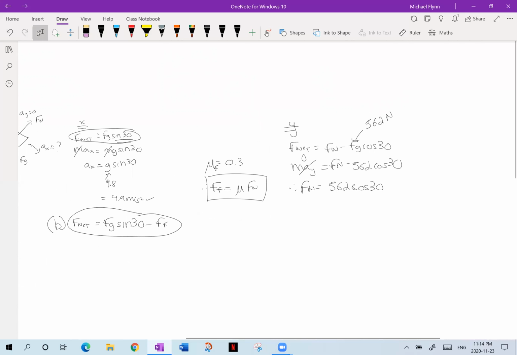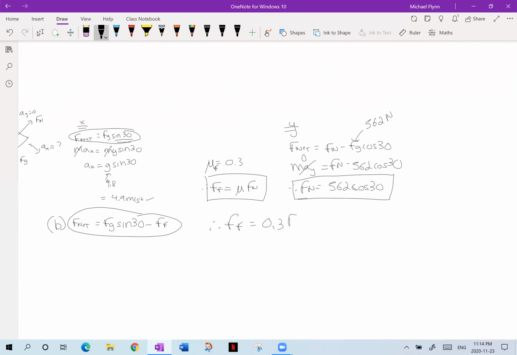Well, now we get back to our original question. Now that we know what the normal force is, so that's just a number, now we can find the friction. So therefore, the force of friction will equal 0.3 Fn. And then you get to substitute in for Fn what it is, okay, what we just worked out.